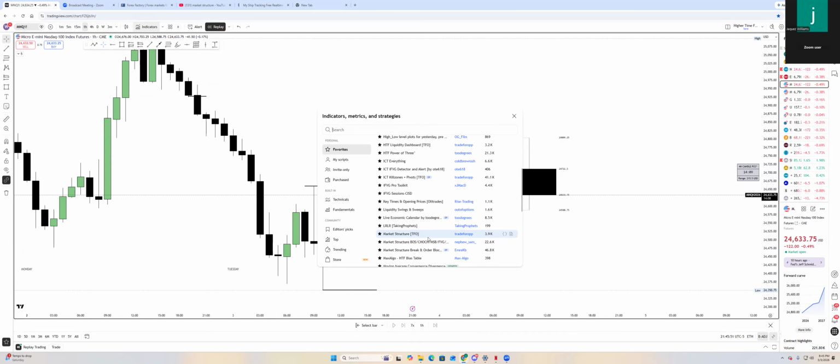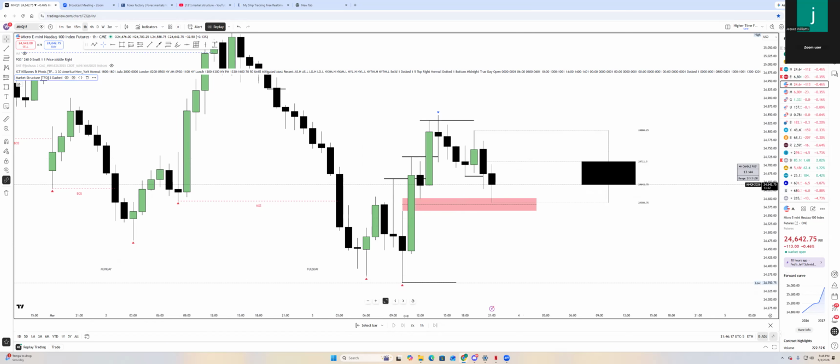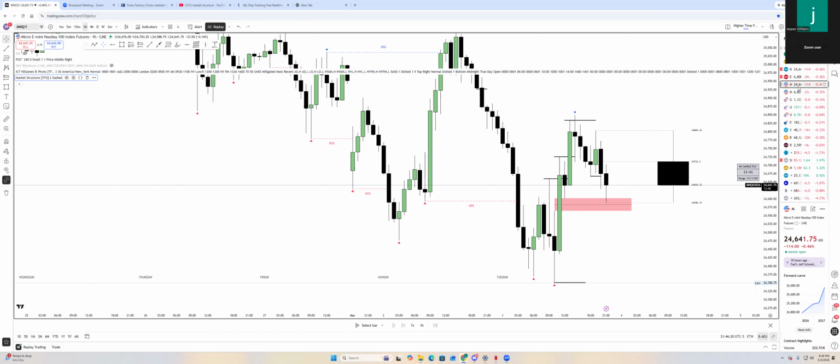Let me make sure. Okay, I like this one a little more, but I don't see it on my chart. Okay, yeah, this one is way better because it also shows you all of the pivot points.